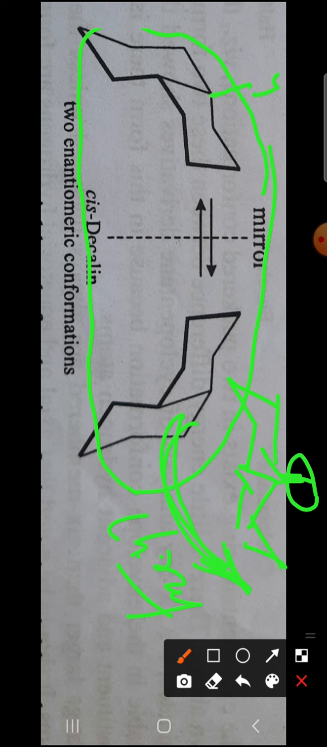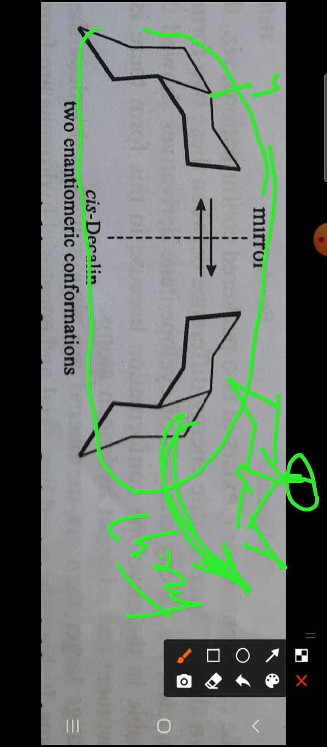Means it has a tendency to rotate plane polarized light, which means optically active. So cis decalin is optically active, and trans decalin, due to the presence of a center of symmetry, is optically inactive, meaning it does not have a tendency to rotate plane polarized light.